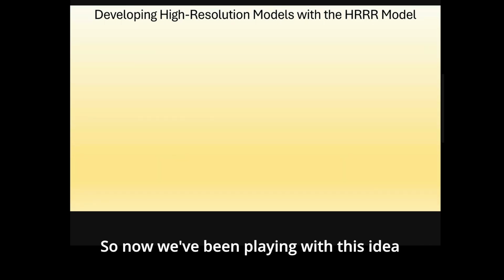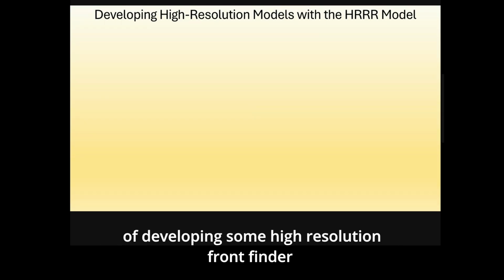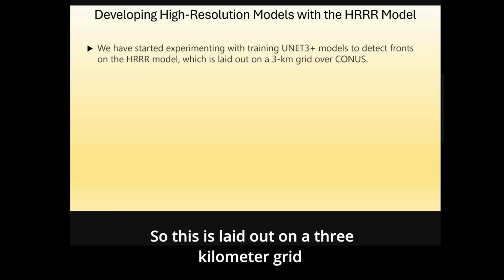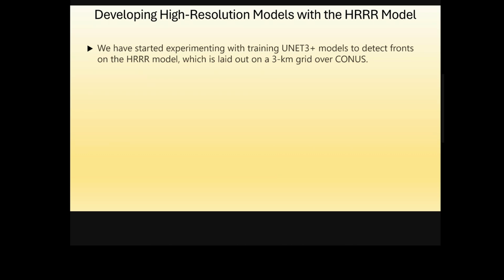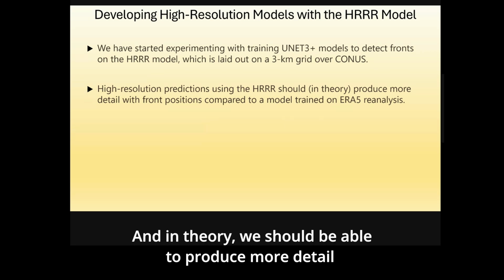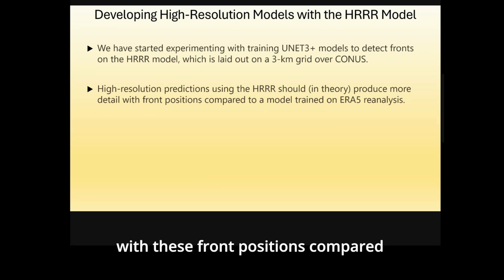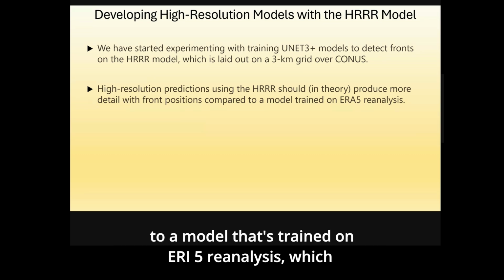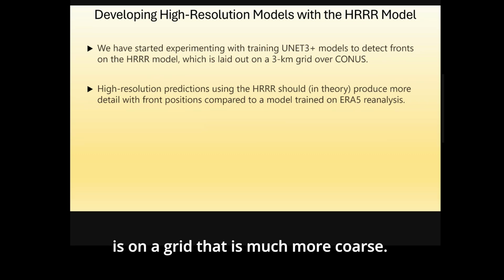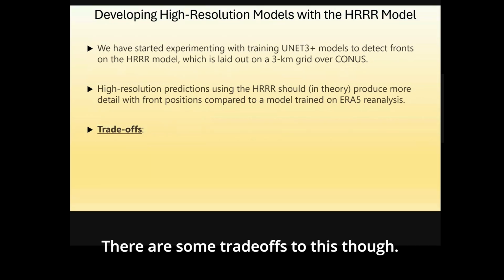So now we've been playing with this idea of developing some high-resolution Front Finder models with the HRRR. So this is laid out on a 3-kilometer grid over the CONUS, which should allow us to get some better resolution. And in theory, we should be able to produce more detail with these front positions compared to a model that's trained on ERA5 reanalysis, which is on a grid that is much more coarse. There are some trade-offs to this, though.